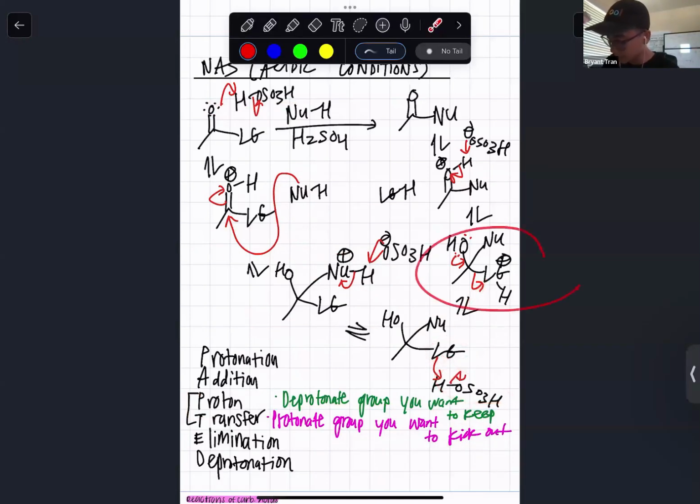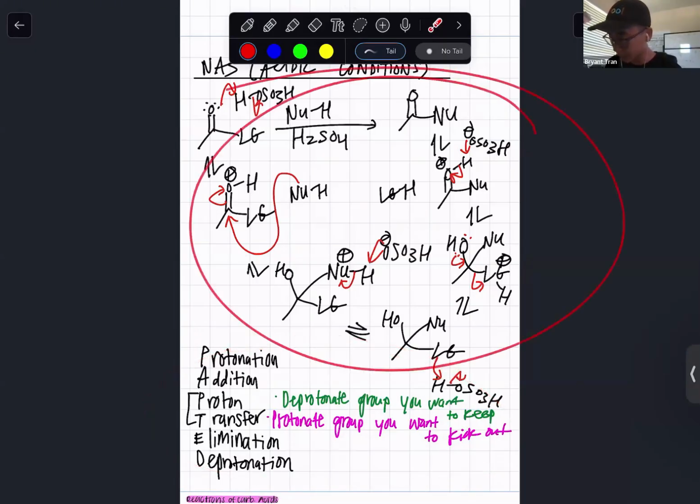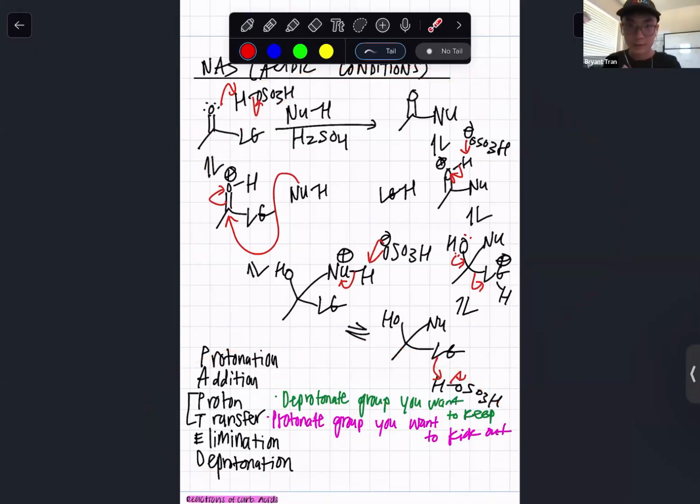Now, once we have this desired intermediate, we do elimination by reforming the carbonyl and kicking out this leaving group here, right? And then the very last step of the mechanism is to deprotonate this positively charged carbonyl oxygen to create this neutral carbonyl right there. So that's an acronym you could use if you don't want to draw this mechanism on your note card, right? So that's gonna be like 1, 2, 3, 4, 5, 6 steps in acidic conditions.